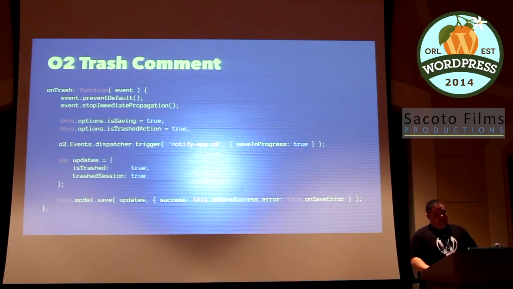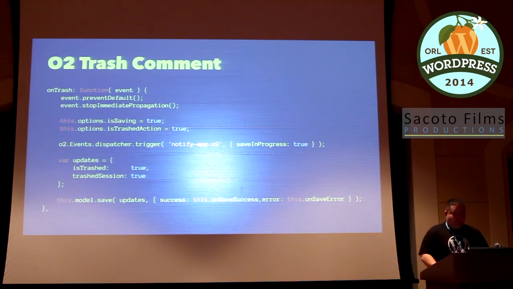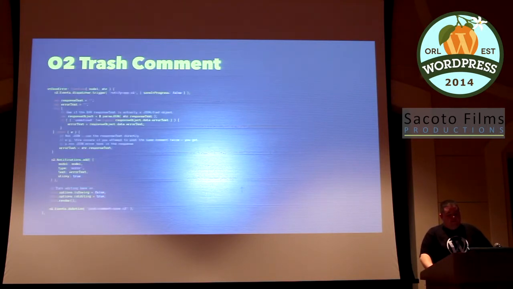So here what we did is, on trash, we went ahead and changed the content. You can see this in the last line, this model save. And we updated that with some content that said, this comment was trashed. And the failure here is this.onSave error, which we can see here. In that case, all we did was change the content back, basically. We changed the attribute.